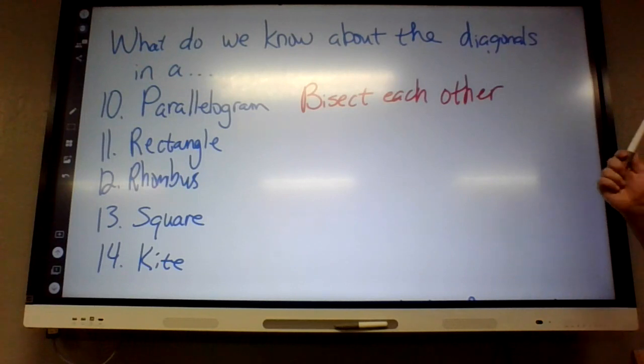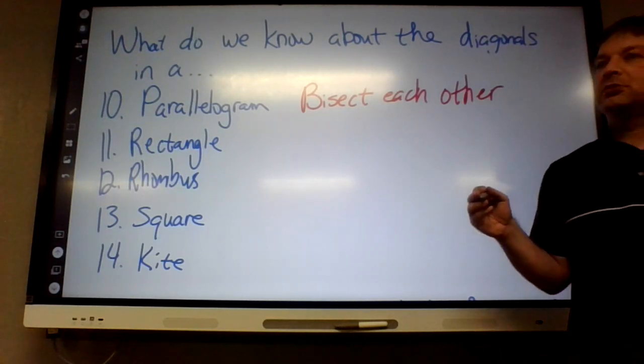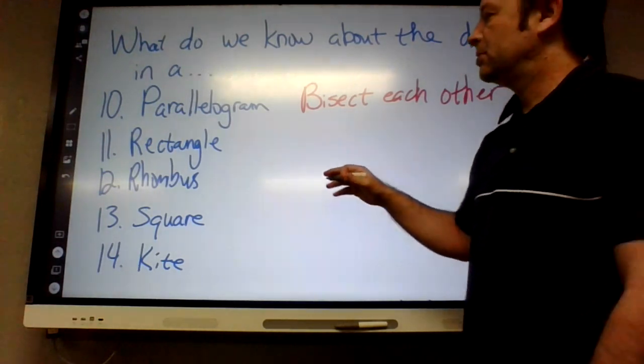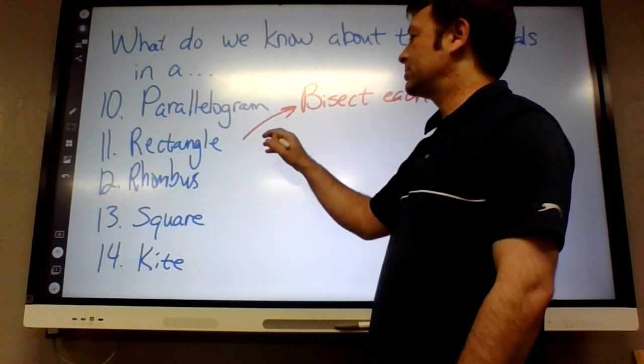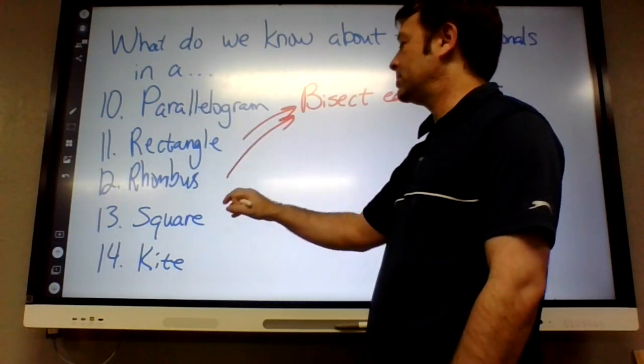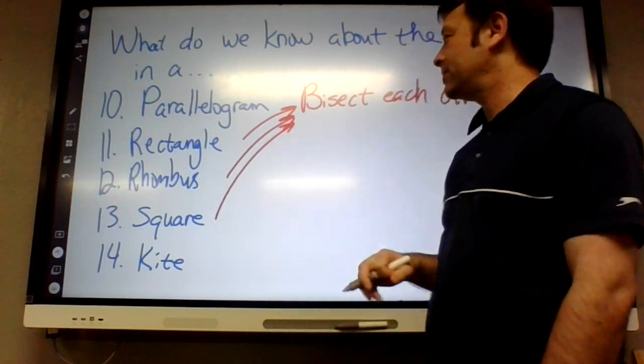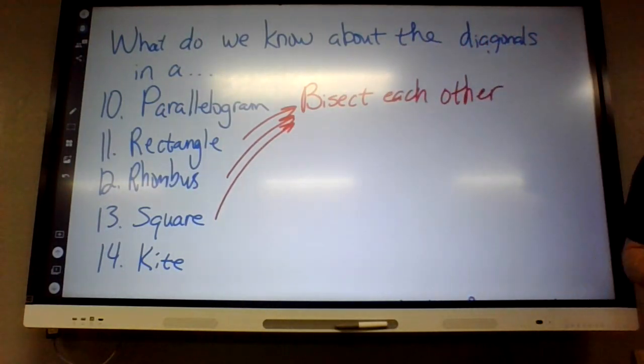Okay, if it's true for a parallelogram, what else must it be true for? A rectangle and a square. And a rhombus. Okay, so I'm not gonna rewrite it because I don't have that much room and it'll take me a long time. But that's true for all three of those because they're all parallelograms.